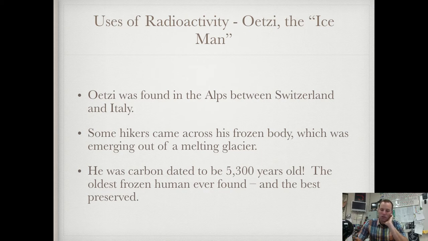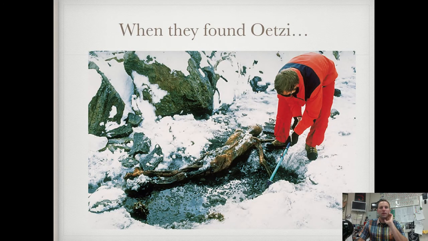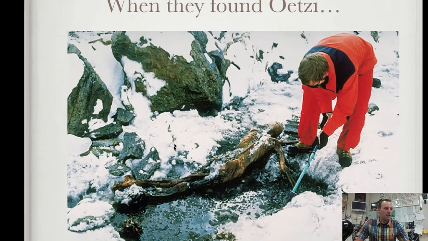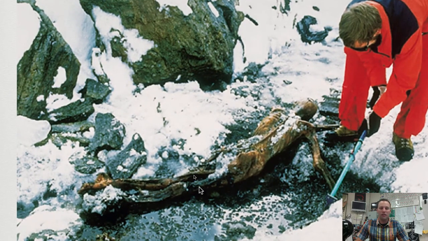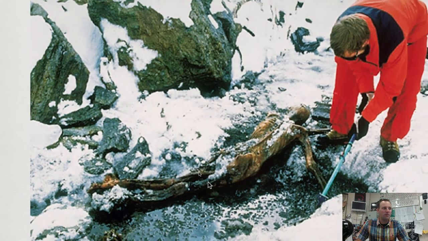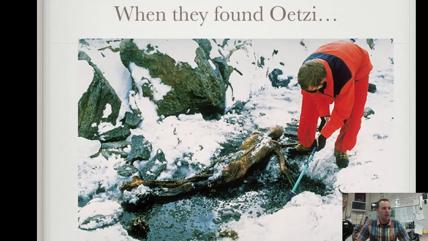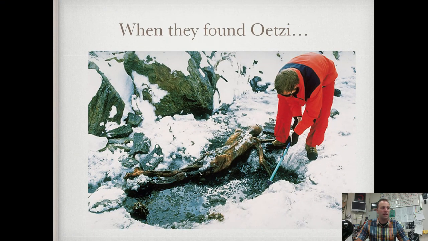So, of course, we all want to see a picture of what he looked like. So here's when they found Ötzi the Iceman. You can see here that he was maybe crawling on the glacier and then collapsed and fell down in the snow, and the glacier covered him. And 6,000 years later, because of global warming or whatever, the glacier started to melt and out he came.